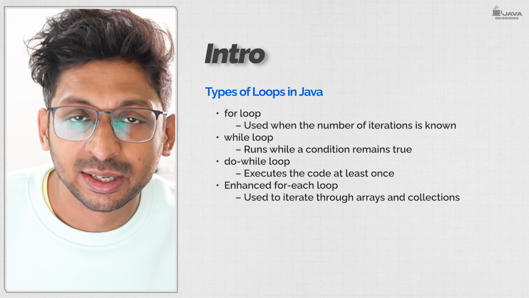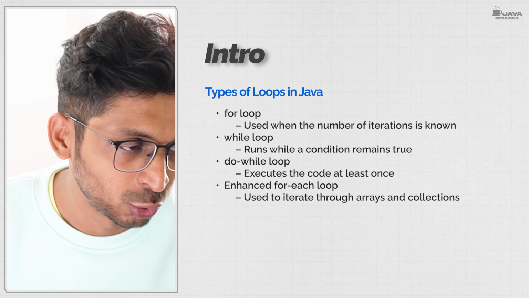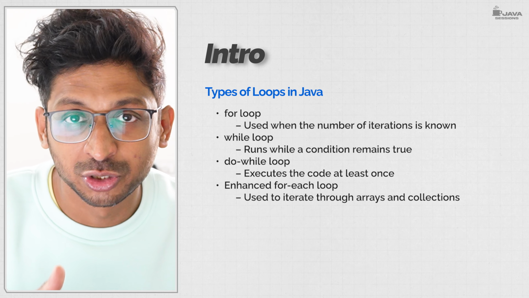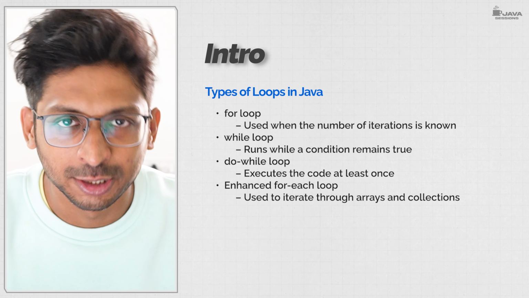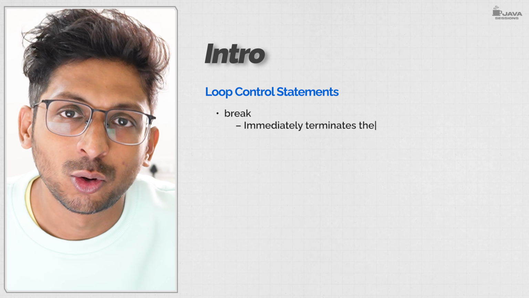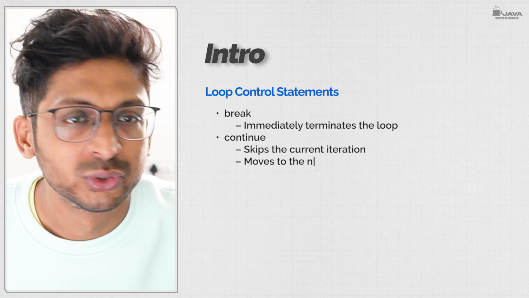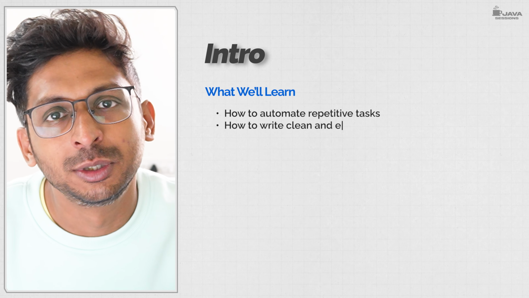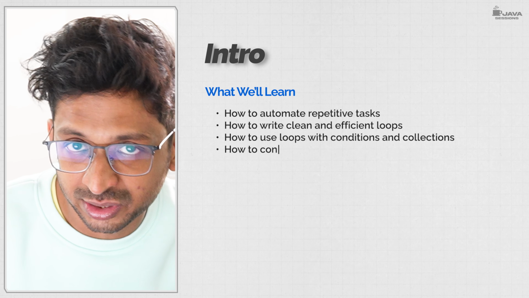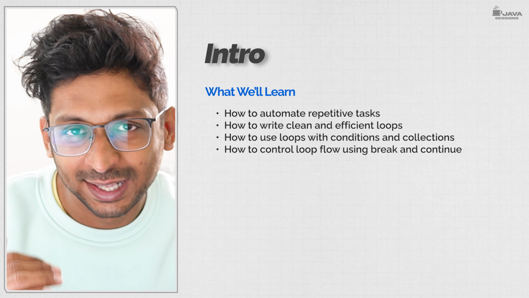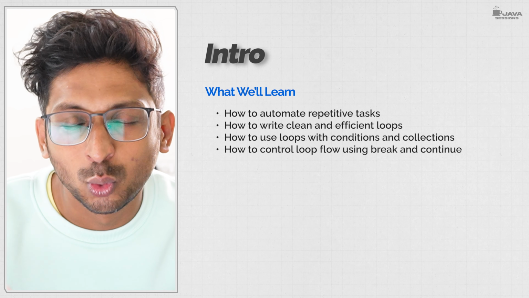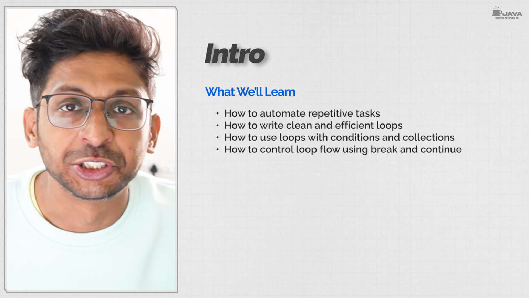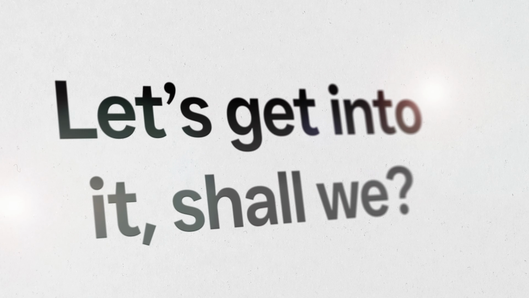We also have the enhanced for loop, which is a variation of for loop, and this offers a much cleaner way to work with arrays and collections. We'll also learn how to break or control the loop's behavior using the break and the continue statements. By the end of this chapter, you will be able to automate repetitive tasks, make your code shorter and smarter, and write flexible code that responds to different conditions. Let's get into it, shall we?